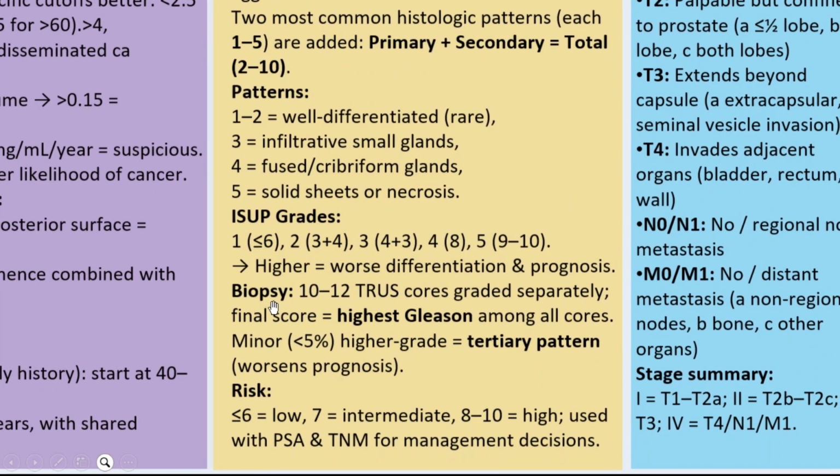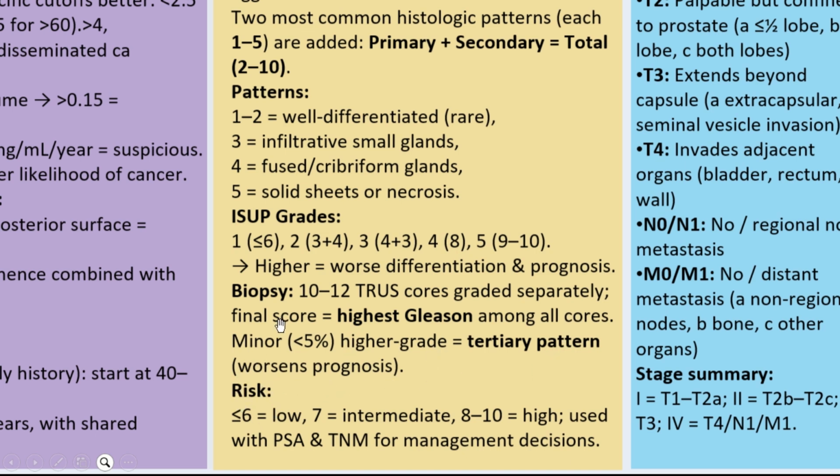So when we do the biopsy, we take 10 to 12 cores and we grade them separately. And then the one that has the highest grade is the one that we are going to consider. Then we have the minor grade, whereby if we have someone with a higher grade pattern, we call that a tertiary pattern. So for example, if someone has a 3 plus 4, yes, but again, they have a 5 somewhere, we cannot ignore the 5. So the 5 will be the tertiary pattern. It is always going to worsen the prognosis.